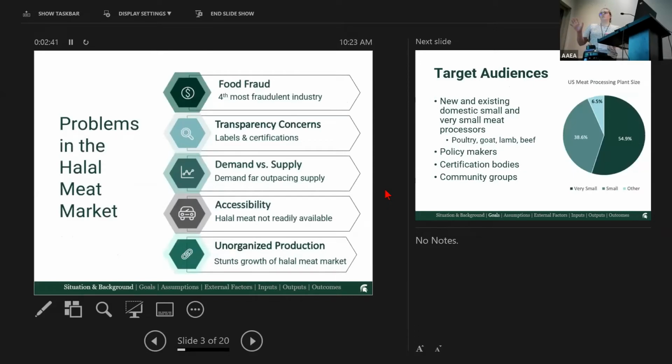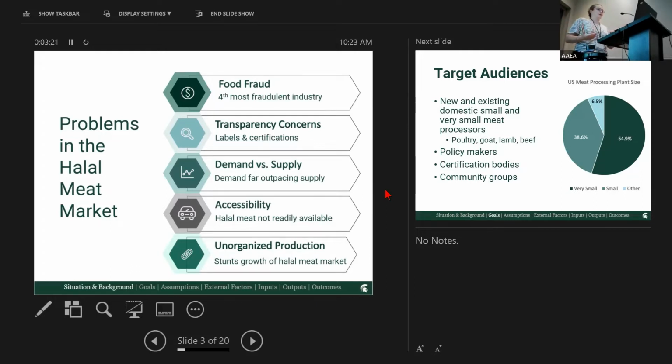So there are several main problems in the halal meat market in the US today. First is that it is the 4th most fraudulent industry, which is surprising given how small it is relative to the others that have some fraud issues. That comes mainly because of transparency concerns. There's a plethora of labels and certifications in the market. In the US alone, there are over 25 different organizations that certify for halal. They all have different labels, they all have different standards, and they do not very clearly express those standards to the consumer. Globally, there's over 200 different organizations throughout the world. Despite that, demand is very, very high for these products in the US, and it's far outpacing supply.